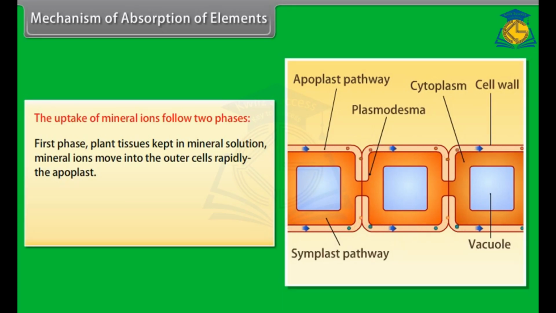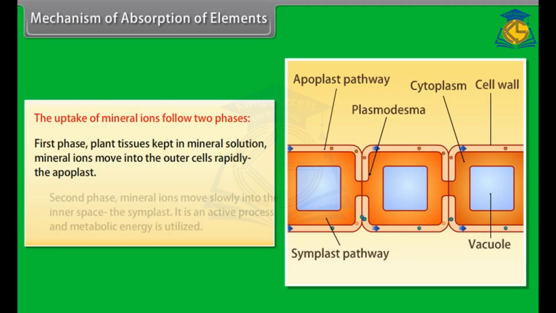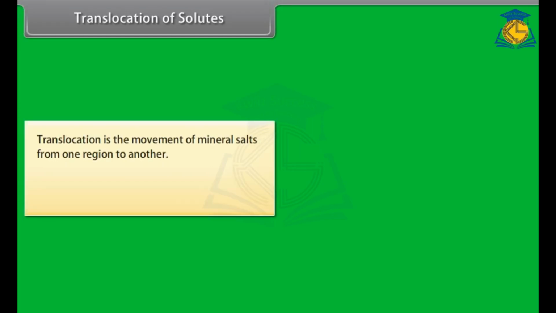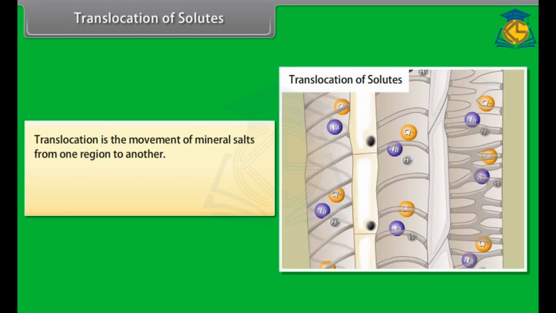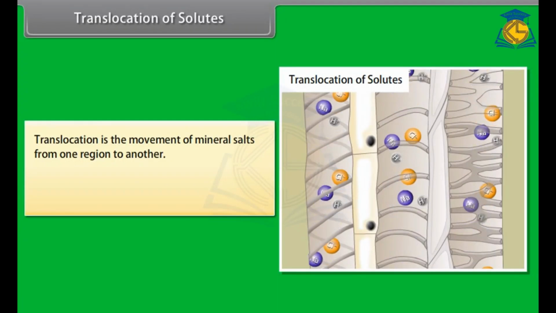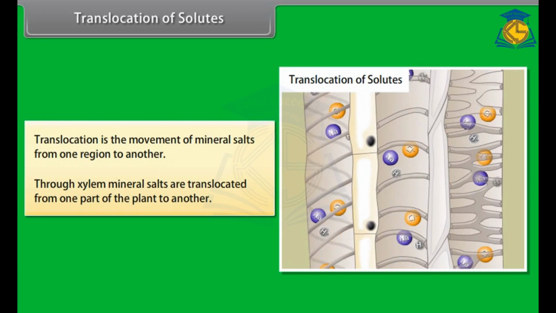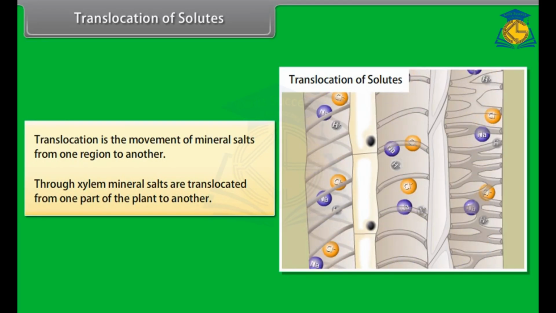Mineral ions move into the outer cells rapidly, the apoplast. Second phase, mineral ions move slowly into the inner space, the symplast. It is an active process and metabolic energy is utilized. Translocation of solutes. Translocation is the movement of mineral salts from one region to another. Through xylem, mineral salts are translocated from one part of the plant to another.